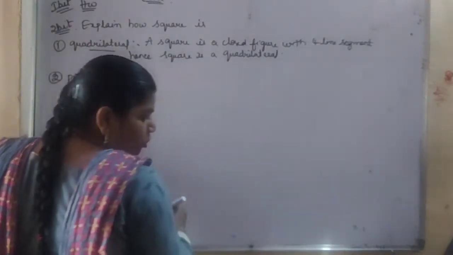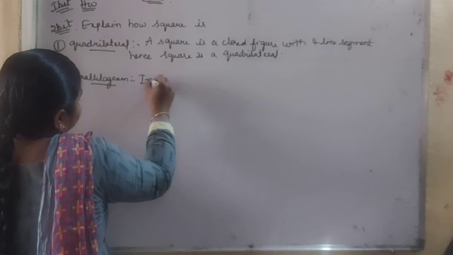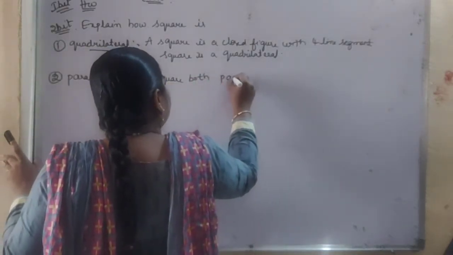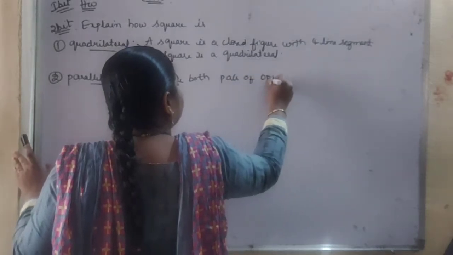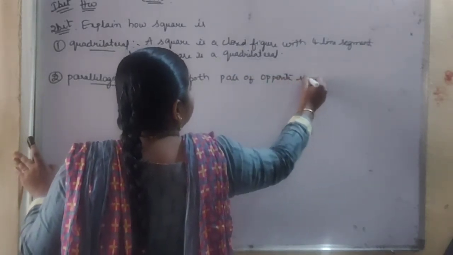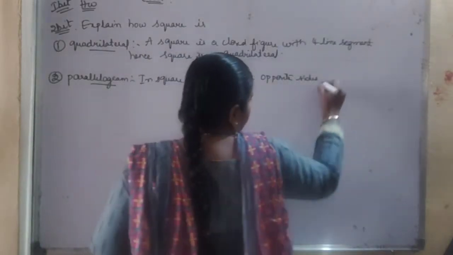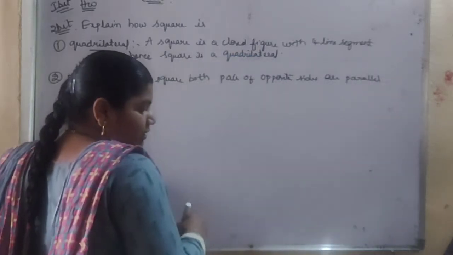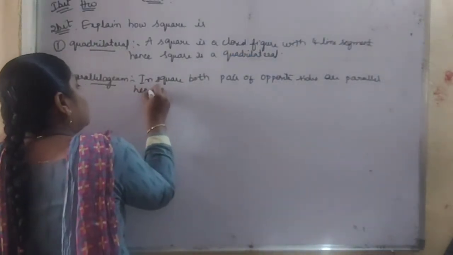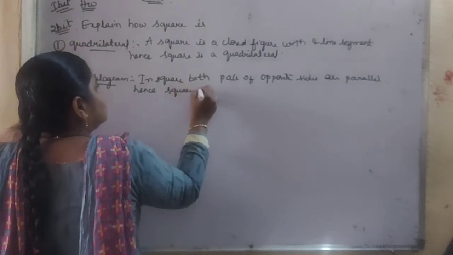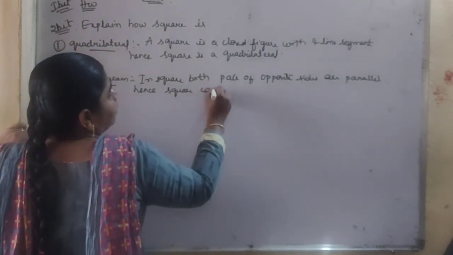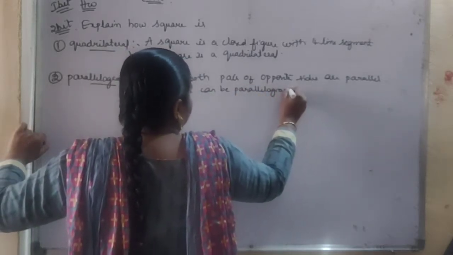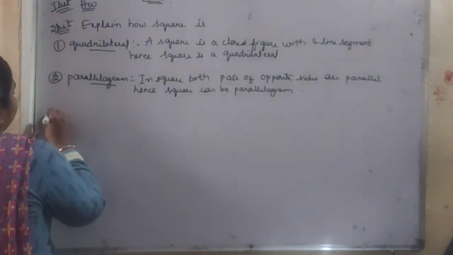So in a square both pairs of opposite sides are parallel, hence it is a parallelogram. Hence, a square can be a parallelogram. So this is our second question.